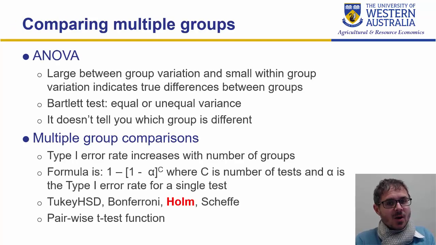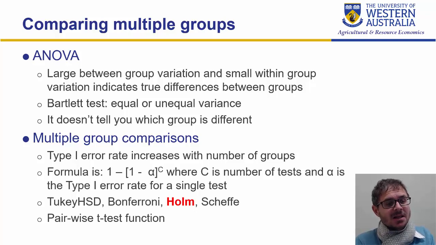Okay, ANOVA, what's the central proposition here? My proposition to you is that when the between group variation is large and the within group variation small, it's an indication that there are true differences in the groups. You can do a whole lot of formal math, but I've been thinking about this stuff for years. That's how I think is a good way to understand the ANOVA test.